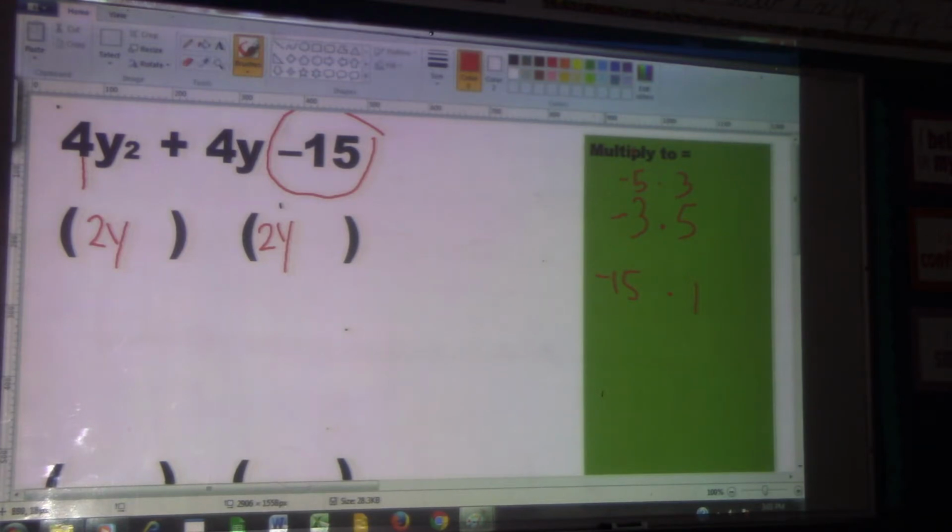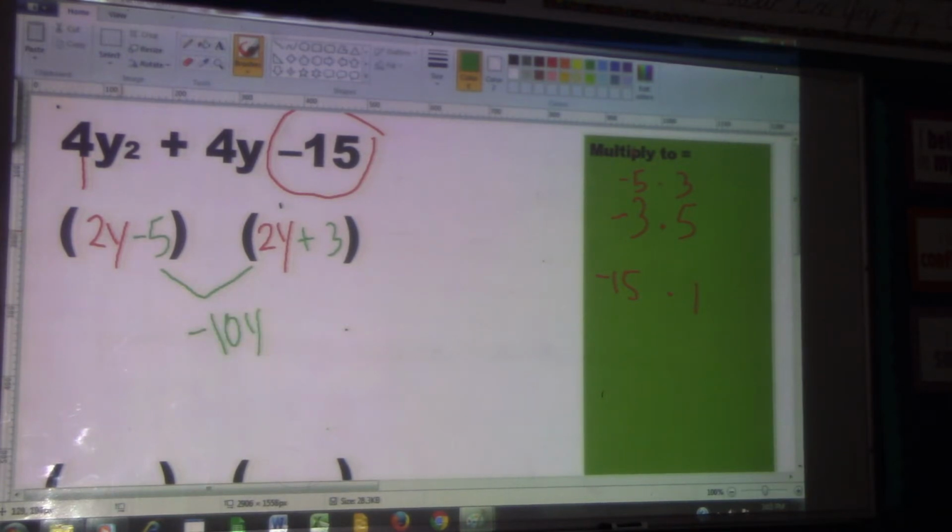Let's try to plug some of them in and see what we get. Let's try the negative 5 and positive 3 first. Same thing we did before, we multiply our inner numbers. So we multiply our inner numbers, negative 5 and 2. What do we get? Negative 10. Negative 10y, okay.